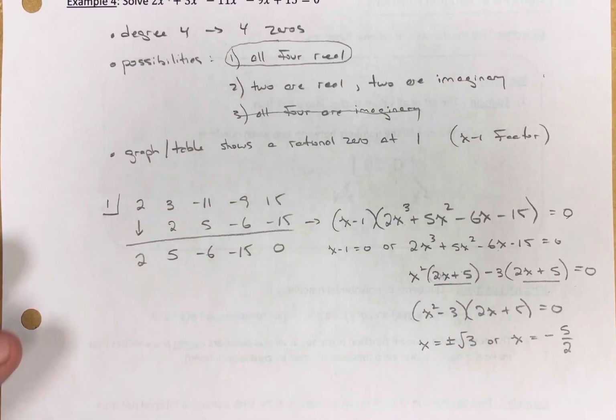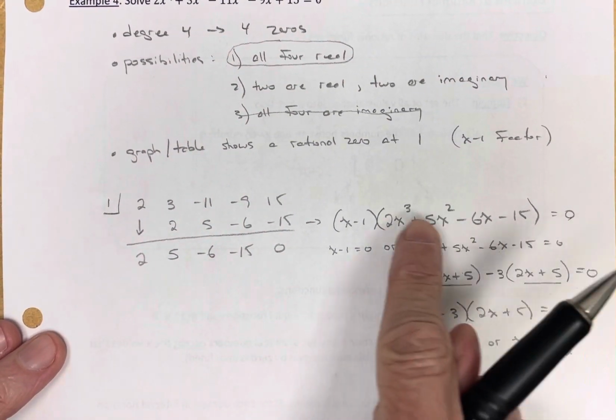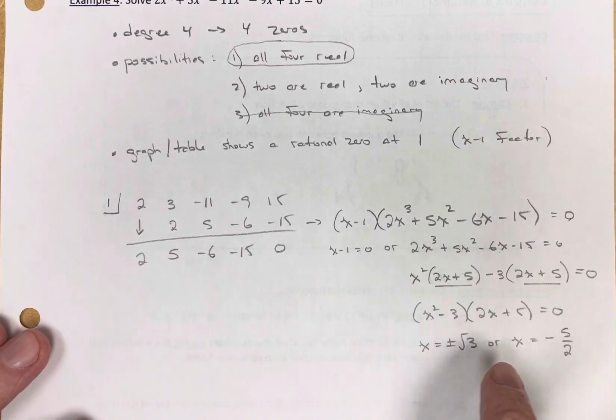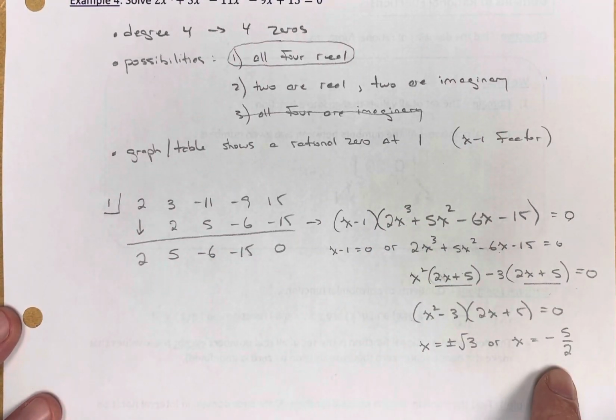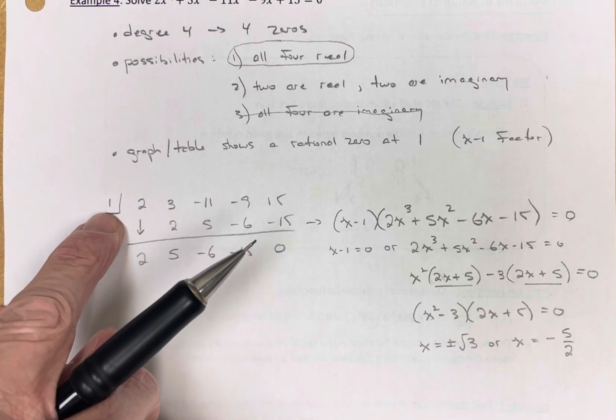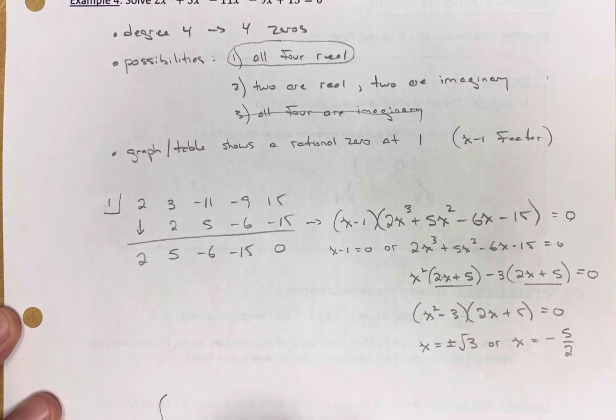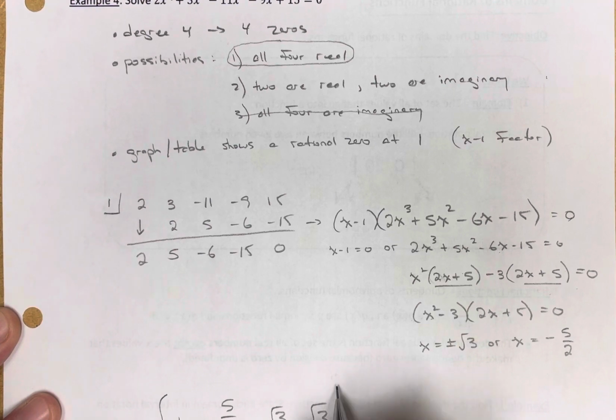That worked out well. I didn't realize that could be factored by grouping. Sometimes cubics can be factored by grouping. I was going to go look for another rational 0. So I'm done. 1, negative 5 halves, positive root 3, and negative root 3 are my zeros.